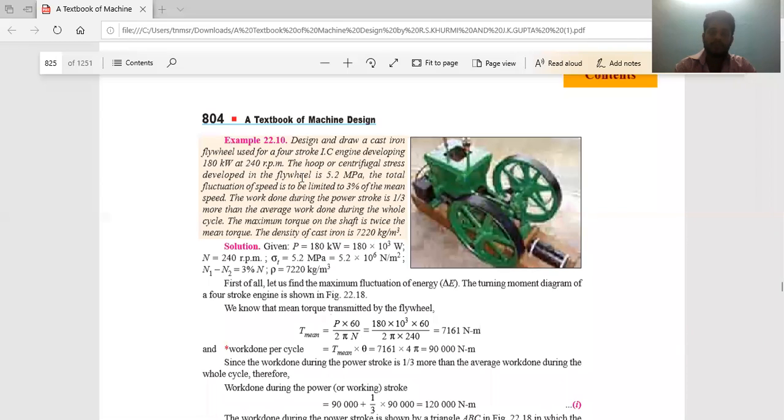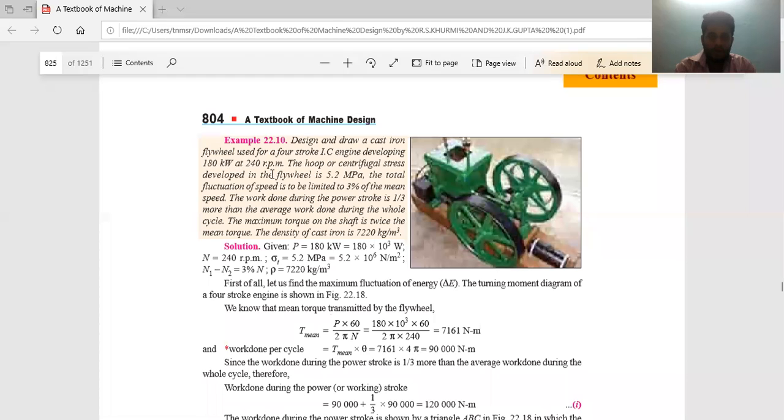If I am using this flywheel for a four-stroke engine, can you tell me how much maximum angle a flywheel can rotate for this four-stroke engine? That means what will be the maximum value of theta? 720. Yes, 720, that is nothing but 4 pi. Fine? Okay, that means theta maximum can go to 4 pi and minimum is 0.